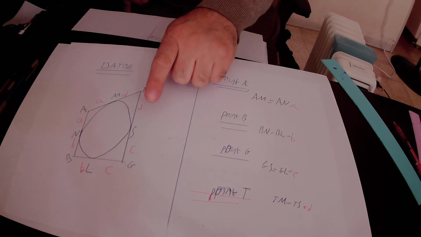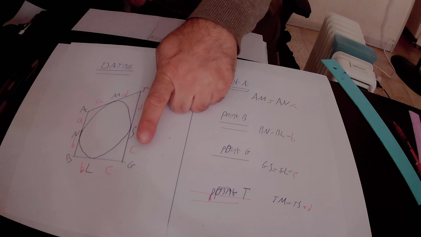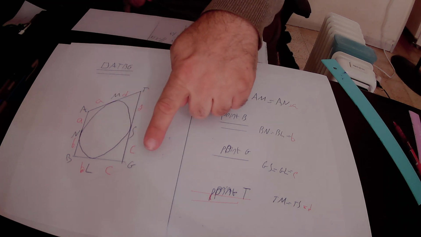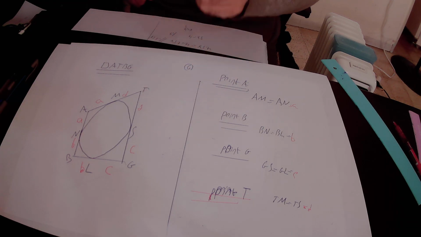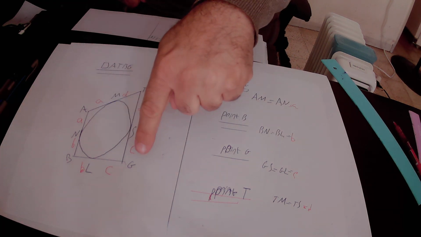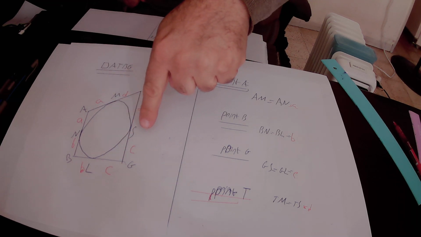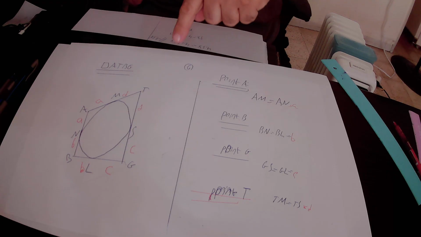Then focus on the common external point G. For the common external point G, we have tangent GL and tangent GS to the circle, and according to rule number 2, they must be equal to each other. That is to say, GL equals GS. So if GL is c, then GS must also be equal to c.